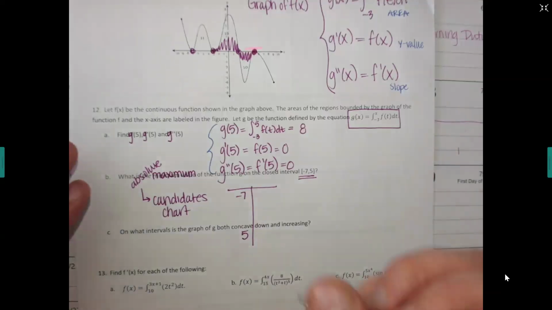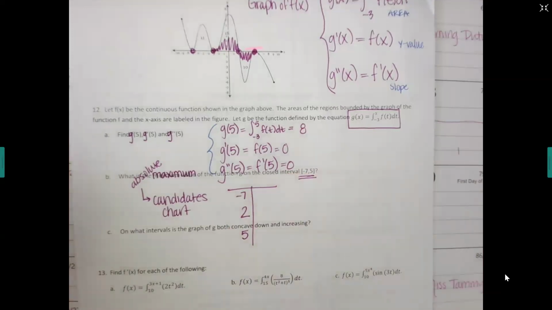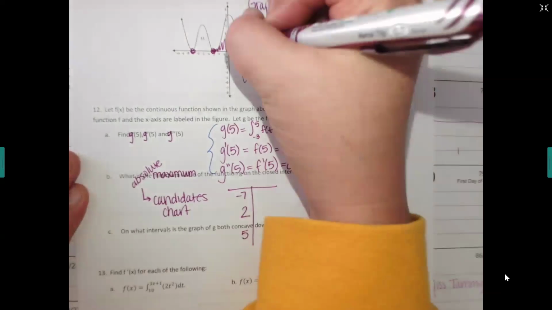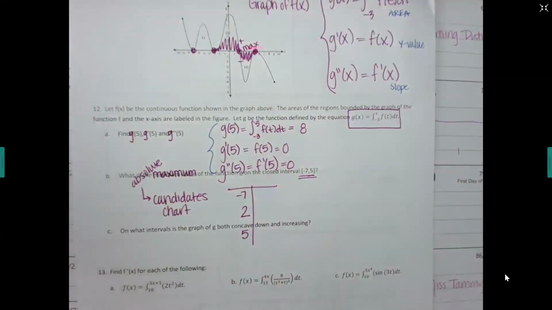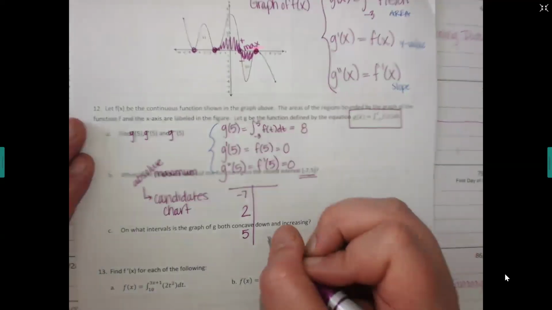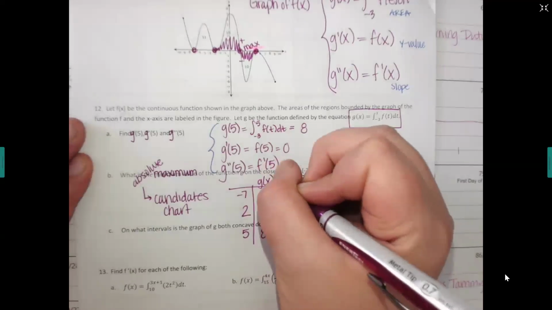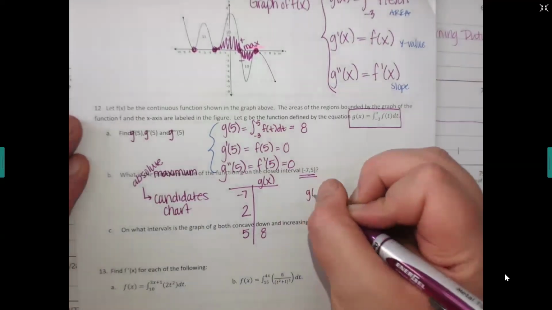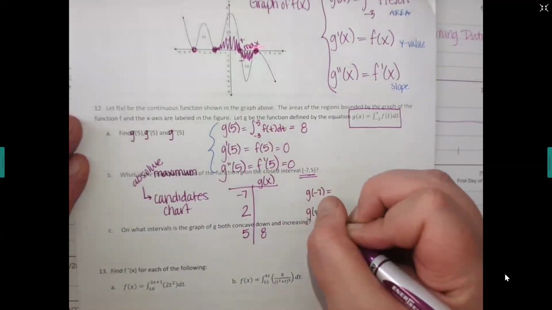Now, next question, is 2 the right type? Is it a max? Because it passes through how? From plus to minus, that makes it a max. Then in your candidates chart, once you identify your candidates, you're going to find the Y values. Which of these Y values did I already find in part A? G of 5 is what? 8. So we don't need to find that. We already know that regular G of X is 8. So that leaves me with 2 left to find. I'm going to find G of -7 and then G of 2.